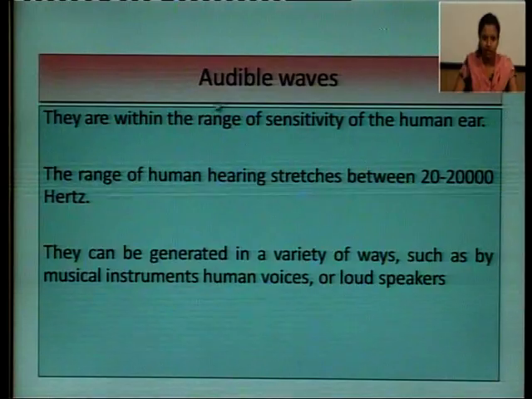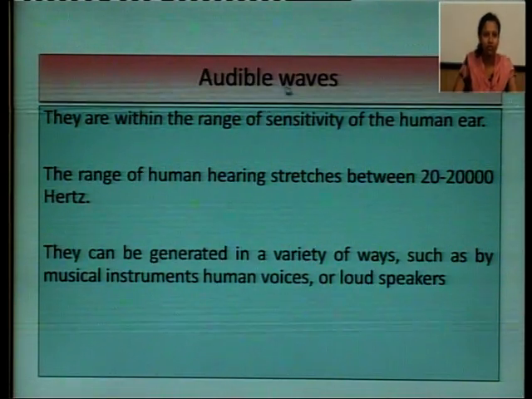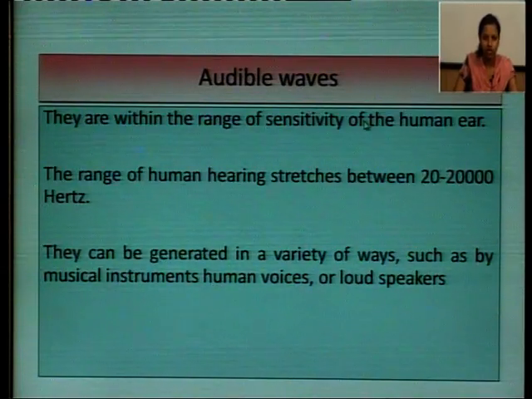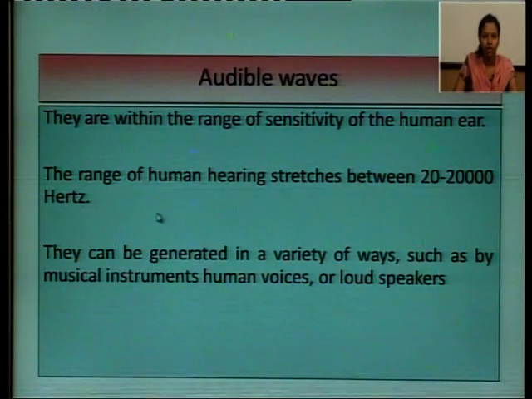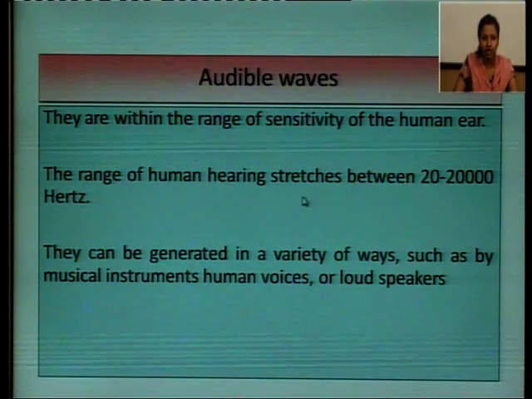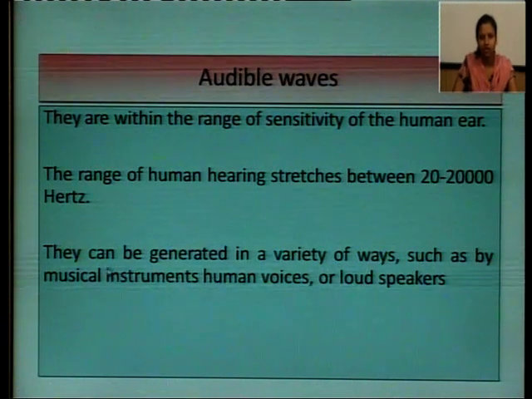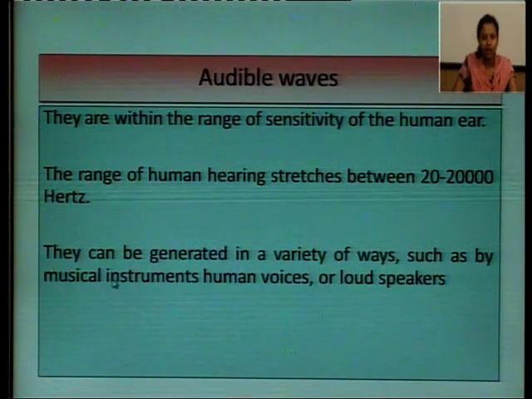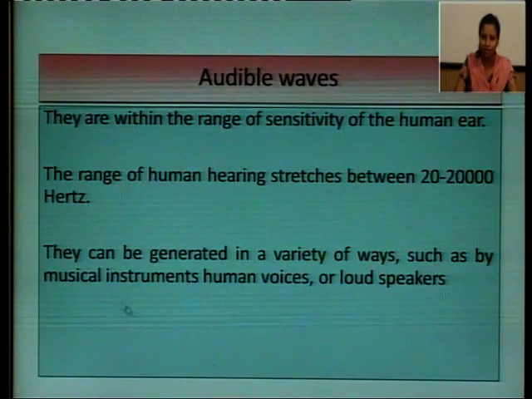So, first range is audible waves. The first division of sound waves is audible waves. They are within the range of sensitivity of the human ear. The range of human hearing stretches from 20 to 20,000 Hz. They can be generated in a variety of ways, such as by a musical instrument, human voice or loudspeakers.